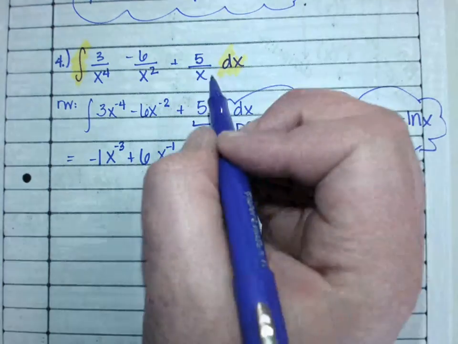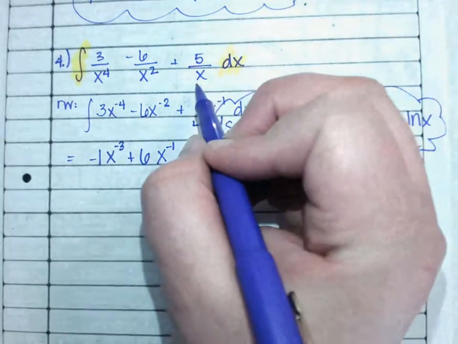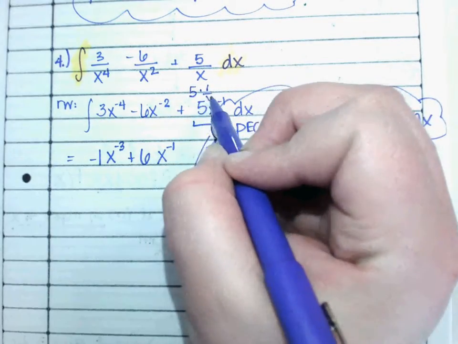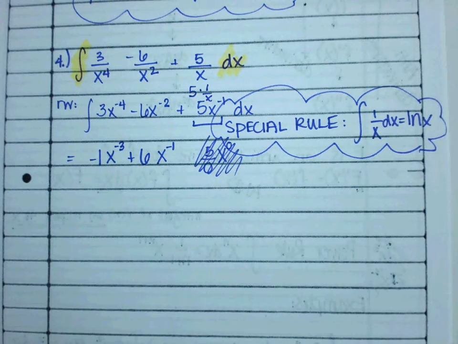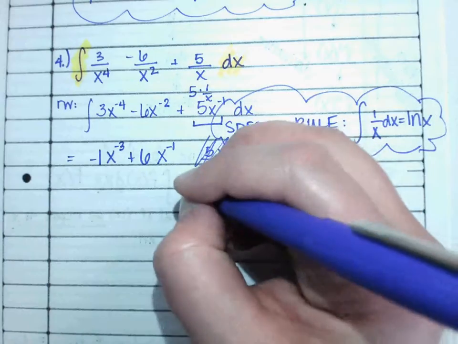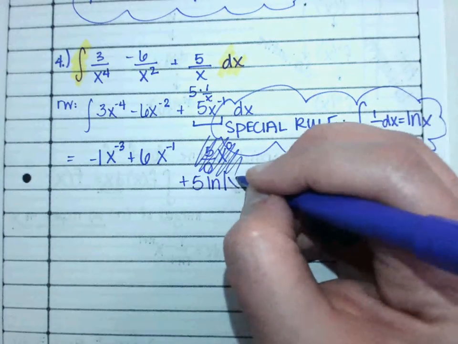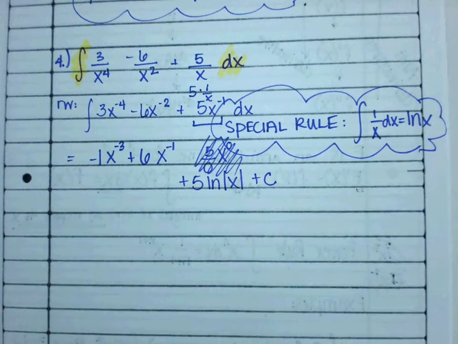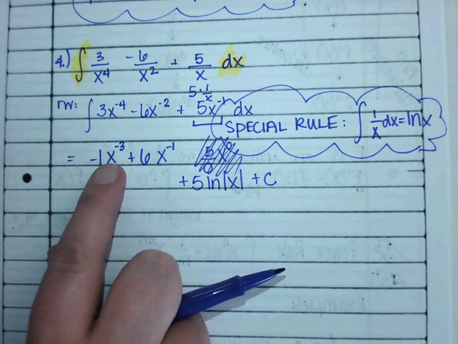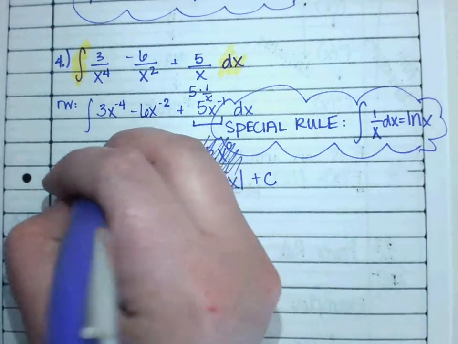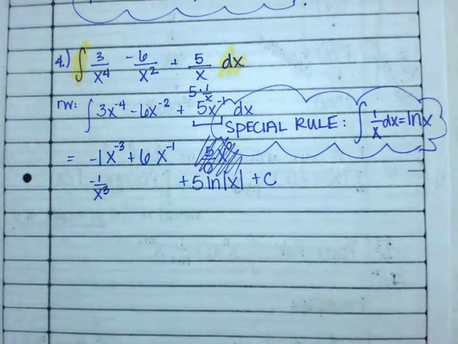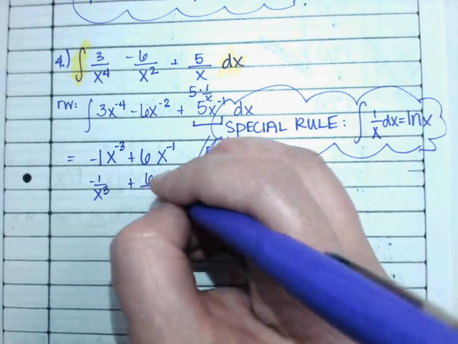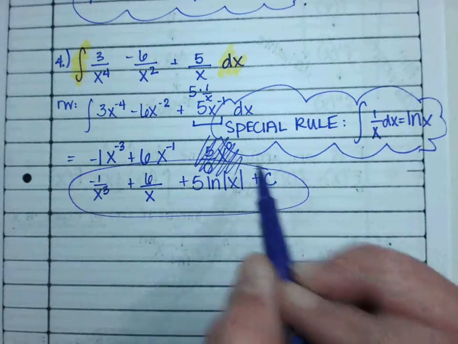Okay, so if I have this guy here, my rewrite instead is going to be 5 times 1 over x. And then what's the integral of 1 over x? So it'd be plus 5 ln x plus c. And that would be your answer. Now, the one other thing I am going to fix is AP, they wouldn't leave these exponents negative. So that's really a negative 1 over x to the 3. And then that's really a plus 6 over x to the 1. So that would be your answer.